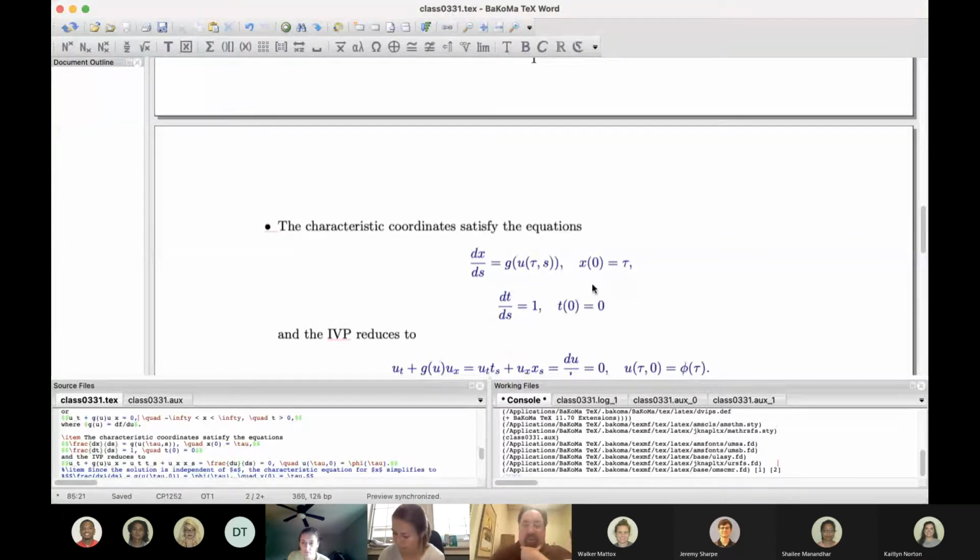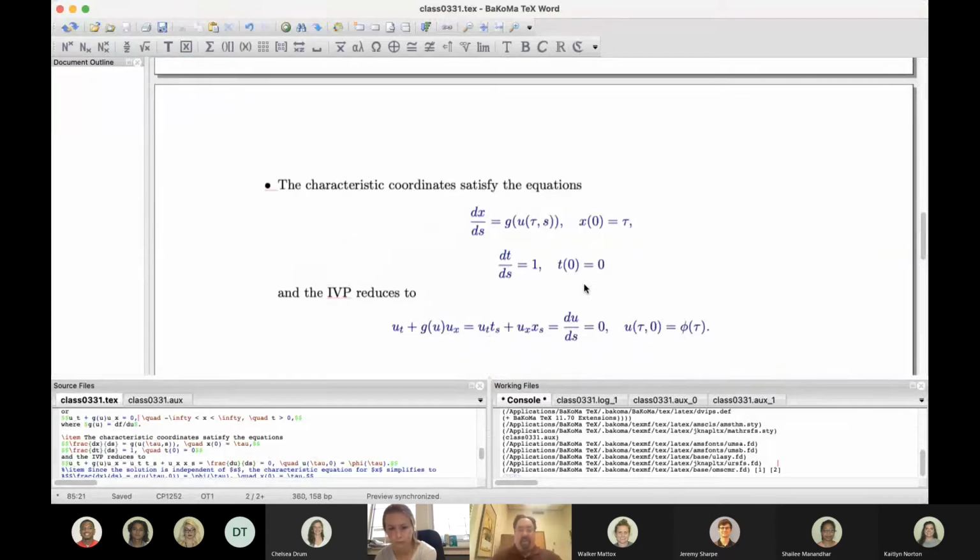And so from before, s is a parameter for each characteristic curve, so it describes movement along each individual characteristic curve. Tau is indicating where on the x-axis a given characteristic curve begins.